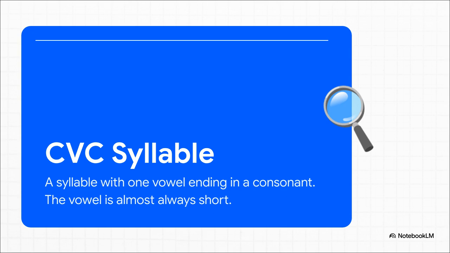And here's the first part of our code, the big reveal. When a little word or syllable follows this CVC pattern, that vowel in the middle, it's almost always short. That's not a coincidence, it's a system.